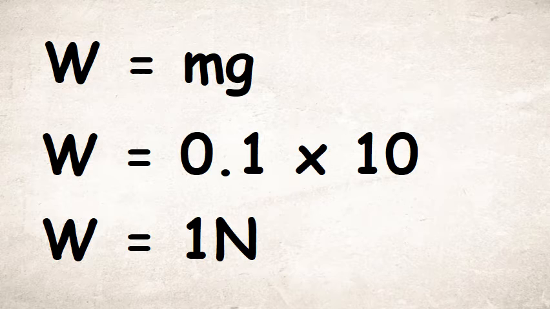So first, 100 grams needs to be changed to kilograms, and that, remember, is division by 1000, so that gives us 0.1. And then we use the formula W equals mg, 0.1 times 10, because we are on Earth, and unless told otherwise, obviously we use the g of Earth, which is 10. And 10 times 0.1 gives us 1 Newton. So the load here, we had a load of 1 Newton.